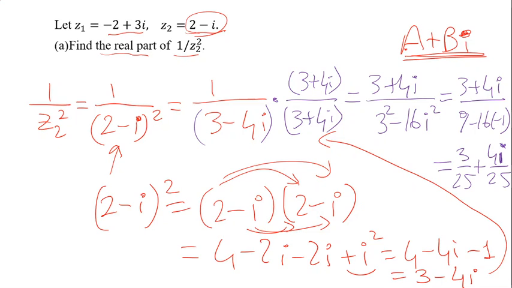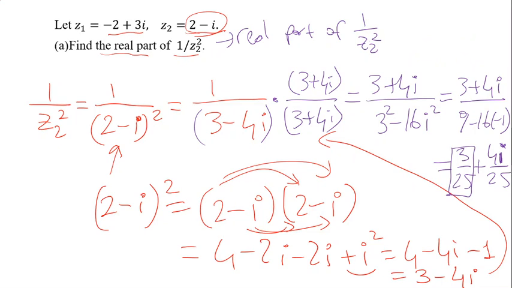So what is the real part here? The real part will be this. So the real part of 1 over z sub 2 squared is 3/25.